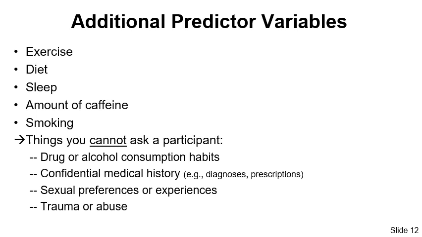How much they're smoking? But there are also things we are not allowed to ask in this particular project. So you're not allowed to ask your participants about their drug or alcohol consumption habits. We're not allowed to ask about any confidential medical history. We're not allowed to ask about sexual preferences or experiences or trauma or abuse. So there are some things that are just too personal and too difficult to deal with in the confines of a course. And we are staying away from all of those kinds of things.